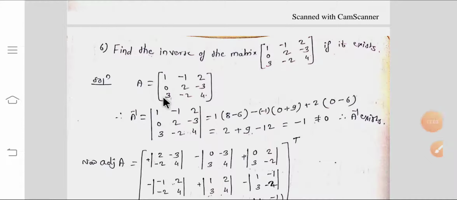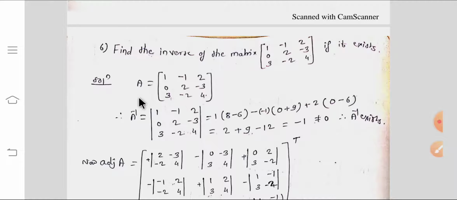So next example is, find the inverse of the matrix 1, minus 2, 2, 0, 2, minus 3, 3, minus 2, 4, if it exists. If it exists means first we show that determinant of A is non-singular, so that the inverse of A exists.